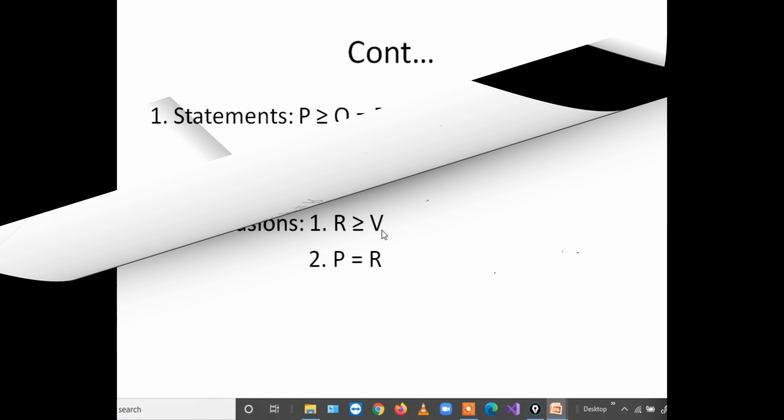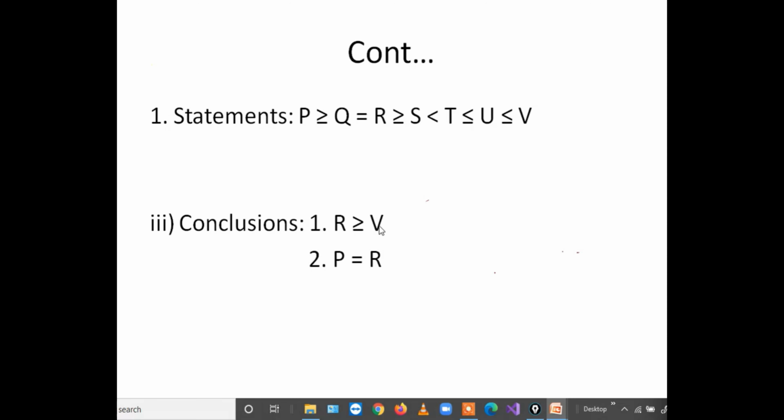So here the conclusion set is R greater than or equal to V and P equal to R. So where is R? Here it is. Where is V? Here. So between R and V, is there any opposite polarity? Yes, there is an opposite polarity. Simply not follows. Whatever may be the relation here, it is not follows because of no combination.